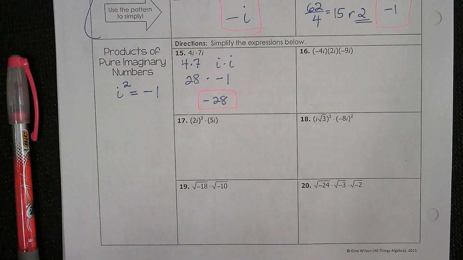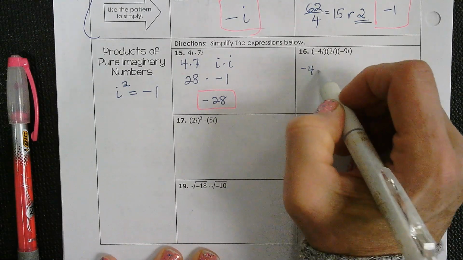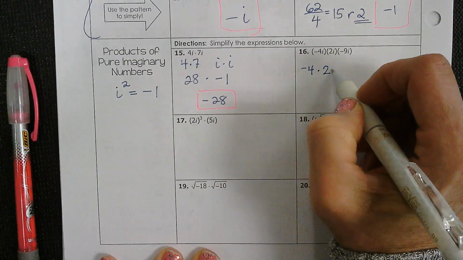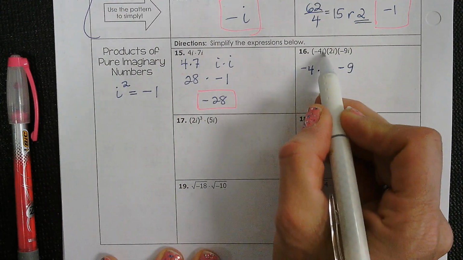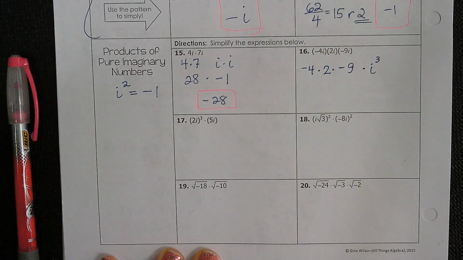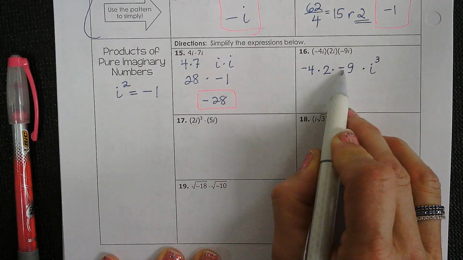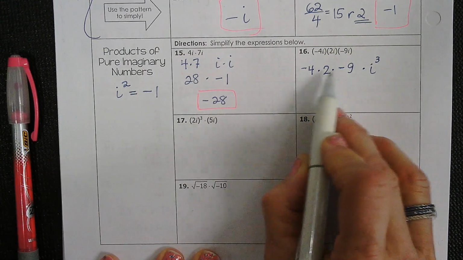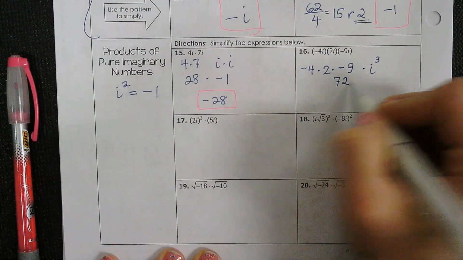Number 16, same thing. We're going to multiply the real parts. So -4 times 2 times -9. Got 3 of them. And then I have i times i times i. So I have 2 negatives. They'll cancel, give me positive. That's 8 times 9. So that'll be 72.